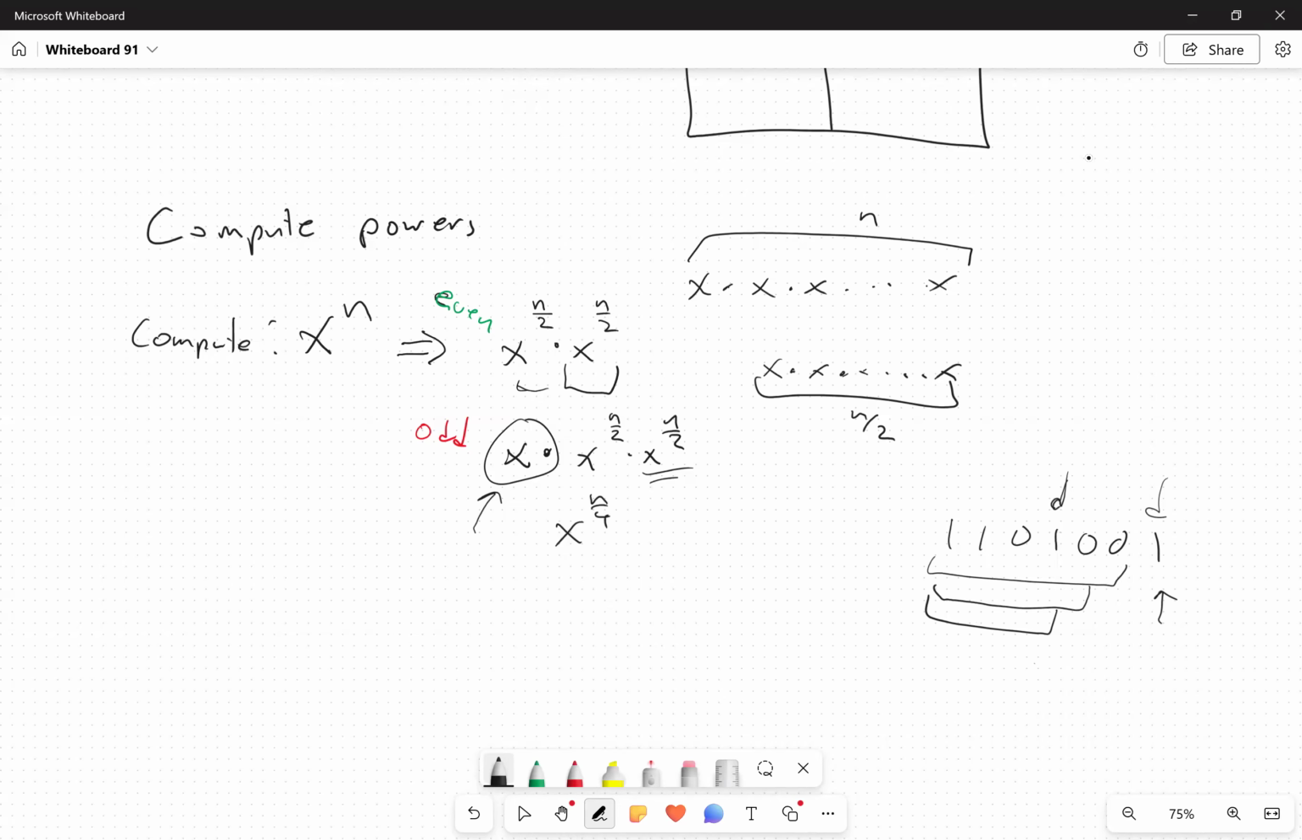Oh, my pen's deciding not to work. So I'm left with those three. It's even again. Oh, now it's odd right there. And go down, and oh, it's odd again. So I would have, in this case, 4 odd terms and so on. But you can basically see it's going down the binary version of the power that you want to compute.